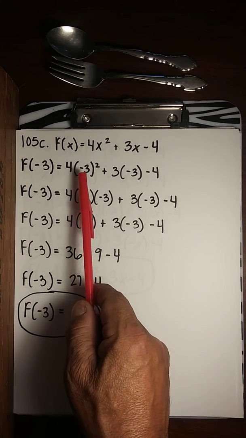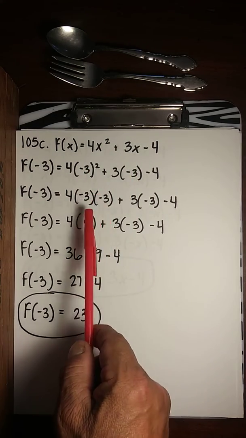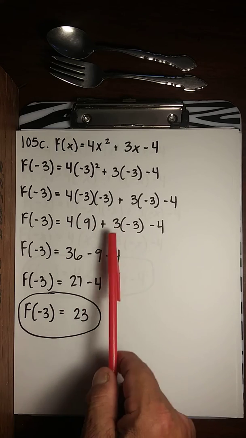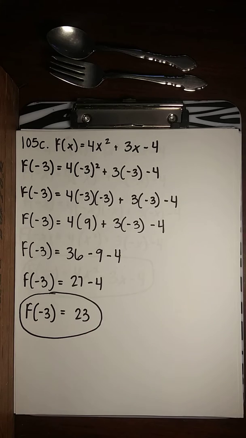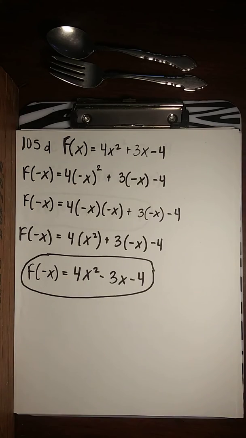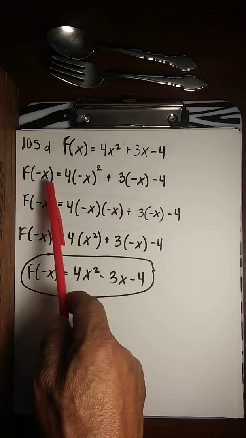Put a negative 3 in there. Negative 3 there, negative 3. Negative 3 squared is 9. 9 times that is 36. That times that is negative 9, minus 4. This and this is 27 minus 4, 23.